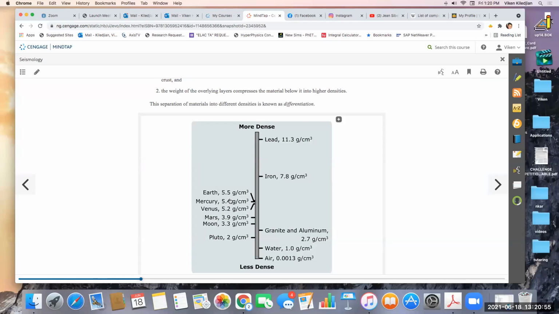Pluto has a density of 2 grams per cubic centimeter. That means it's probably just a little bit more, or twice as dense as water. So that means it's primarily composed of water and ice and some other heavier material, but not that much.